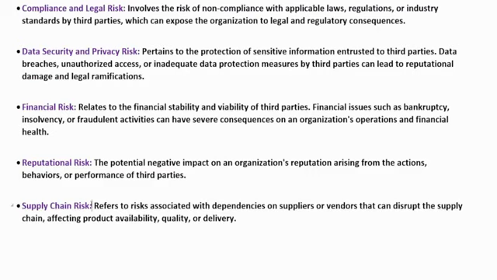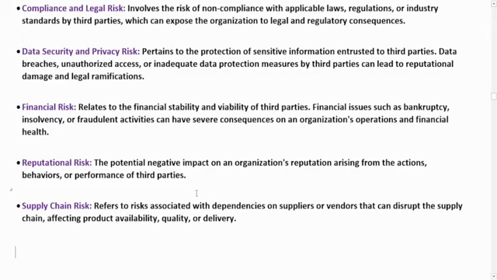It refers to risk associated with dependencies on suppliers or vendors that can disrupt the supply chain, affecting product availability, quality, or delivery. For example, assume there is a company that manufactures electronic devices, and due to natural disasters they face supply chain disruptions. Okay, so that is an example of supply chain risk. So all these are the common types of risk.